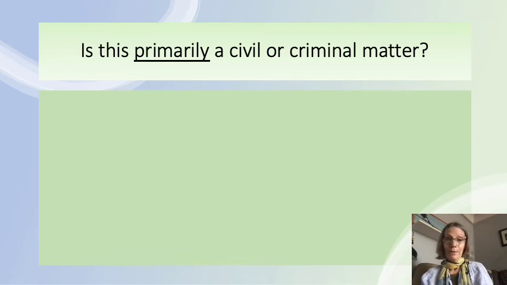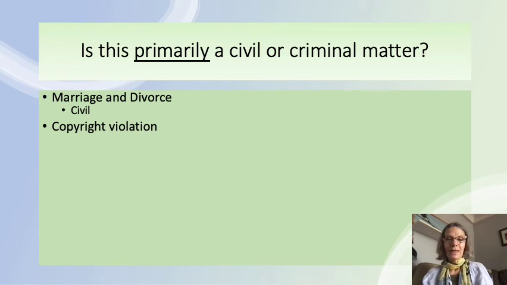Okay, so let's apply what we've learned. Let me give you some examples, and then you can say, do you think this is primarily a civil matter, a criminal matter, or both, or neither? Marriage and divorce, is that primarily civil or criminal? Well, primarily, as we talked earlier, marriage and divorce is a civil matter. Marriage is a contract between two people, and dissolving that contract through divorce is a civil settling of a dispute.